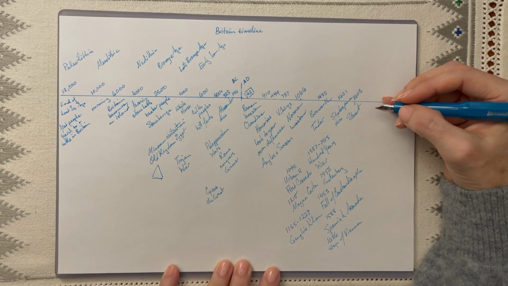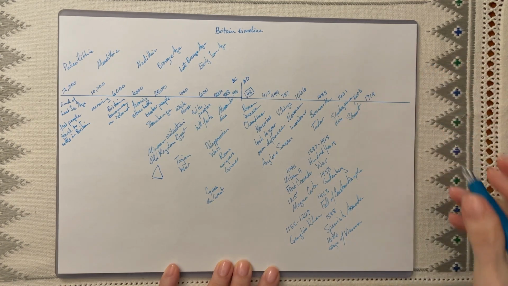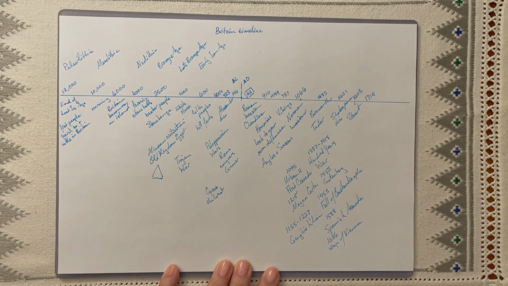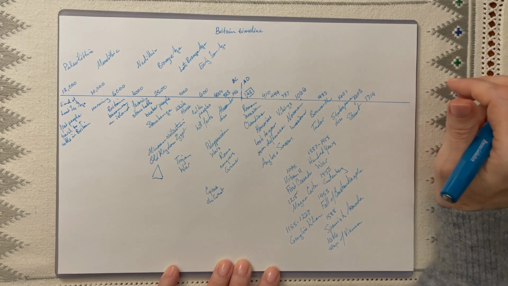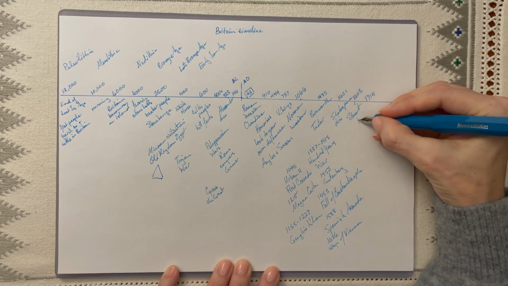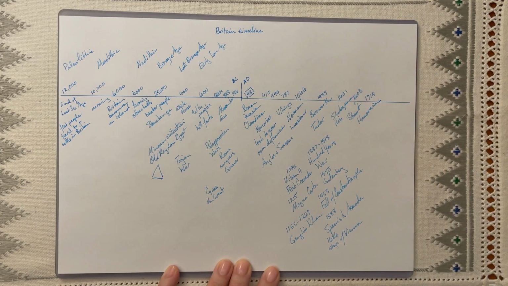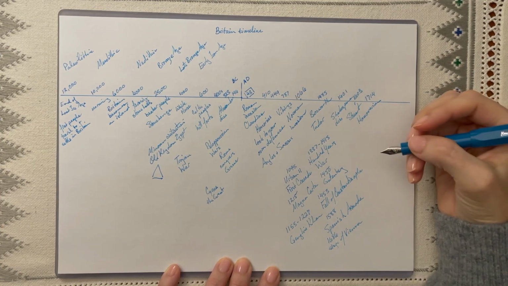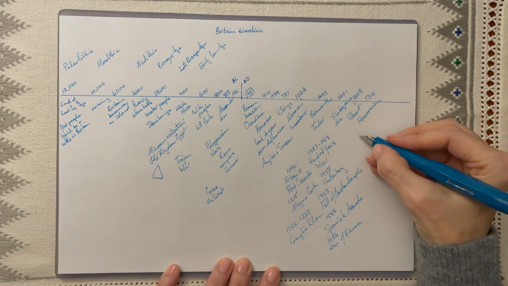And let's go to 1714. Queen Anne dies without issue, and it's the beginning of the Hanoverian line, or the Four Georges. George of Hanover came over, the closest relative. What other dates are there around this time?